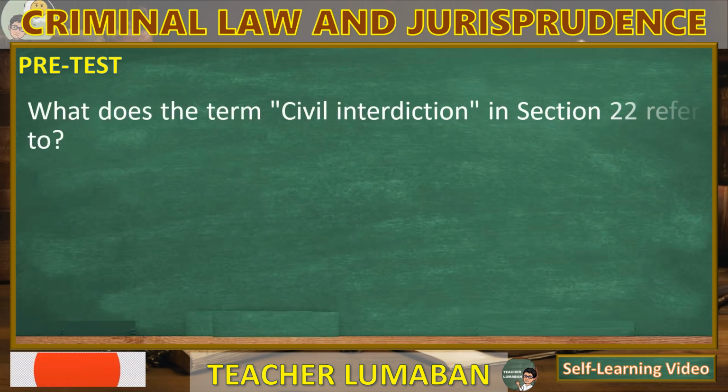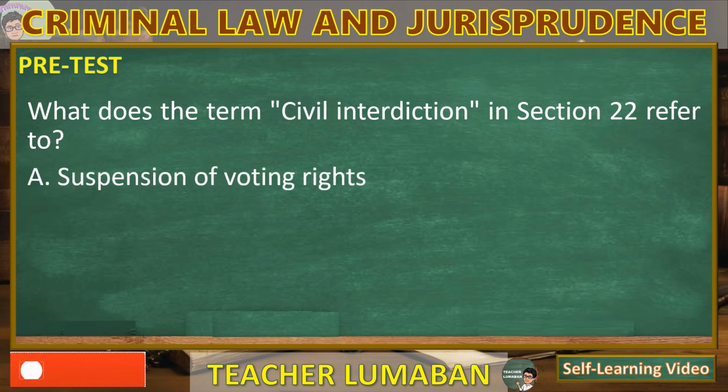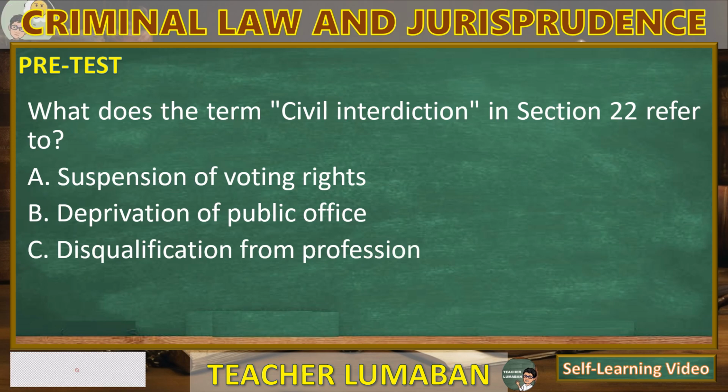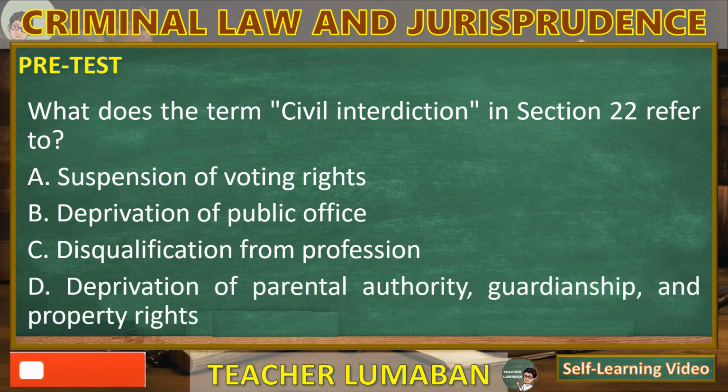What does the term civil interdiction in section 22 refer to? A. Suspension of voting rights. B. Deprivation of public office. C. Disqualification from profession. D. Deprivation of parental authority, guardianship, and property rights.